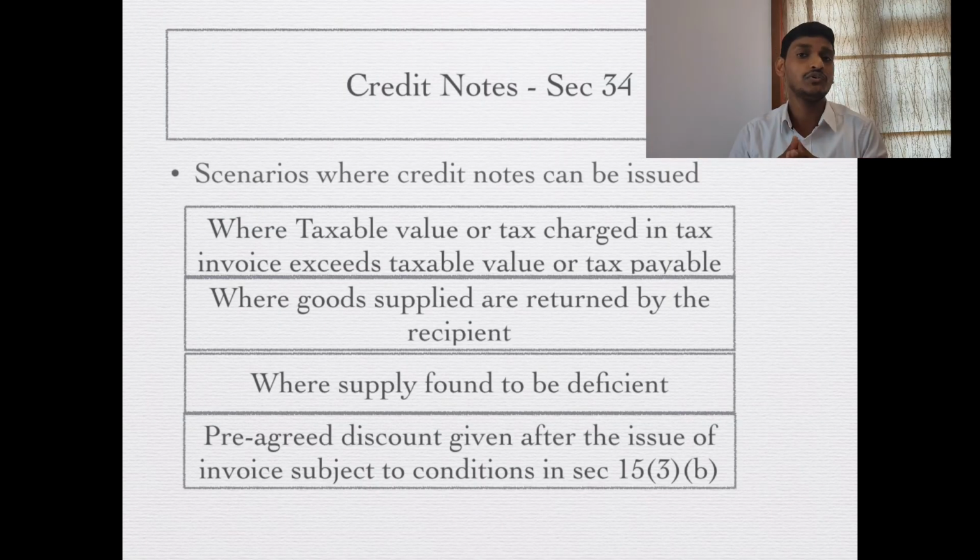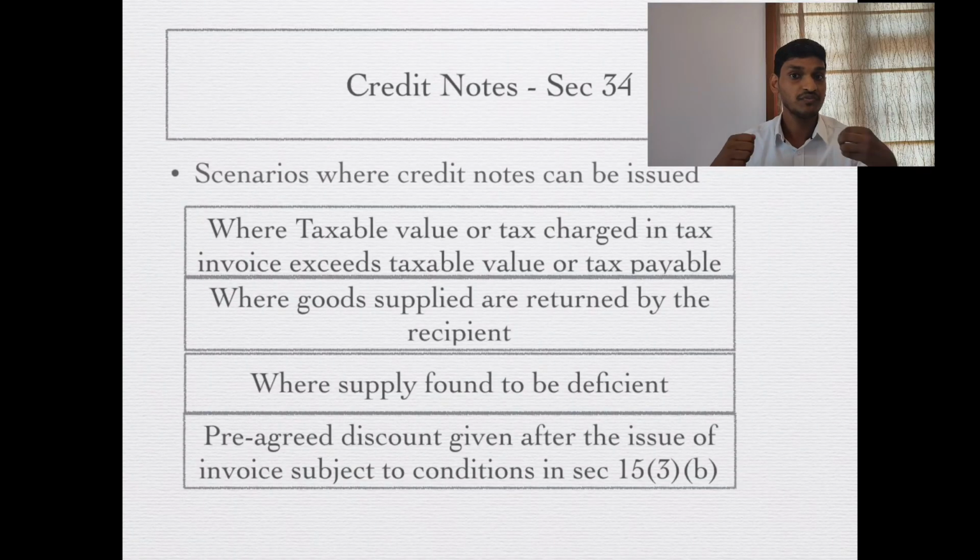Then the third scenario is where the goods or services are found to be deficient. And the fourth scenario, this is very important. Sometimes the supplier gives a post sale discount. Discount will be given at the time of sales, as well as after the sales have happened, right? So post sale discounts are of different types.